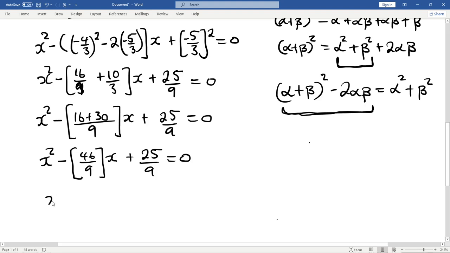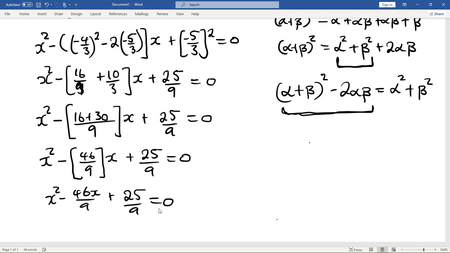Now, this equation is the same as negative 46x over 9 plus 25 over 9 equal to 0. So to get rid of the fractions that we have, we can just multiply this whole equation by 9. Then we're going to have 9x squared minus 46x plus 25 equal to 0 there. So that is the new equation that we can form using those two roots that we've been given there. Right, let's go to C.